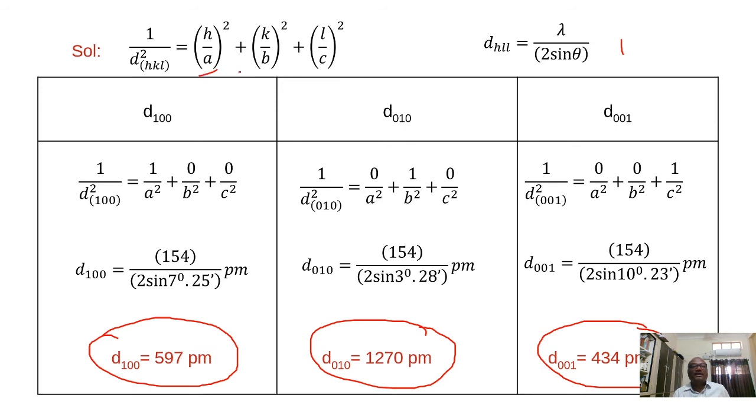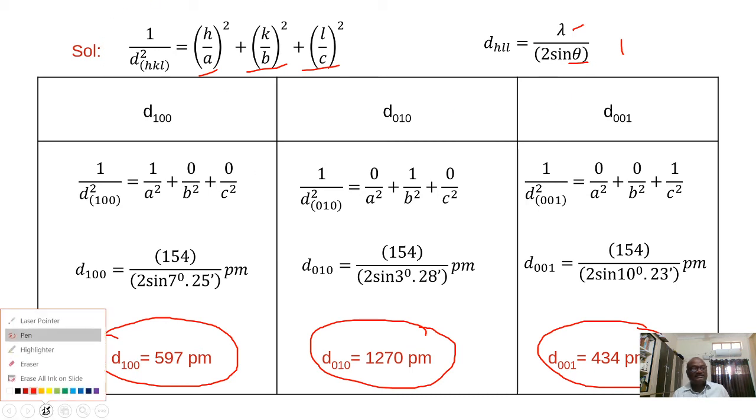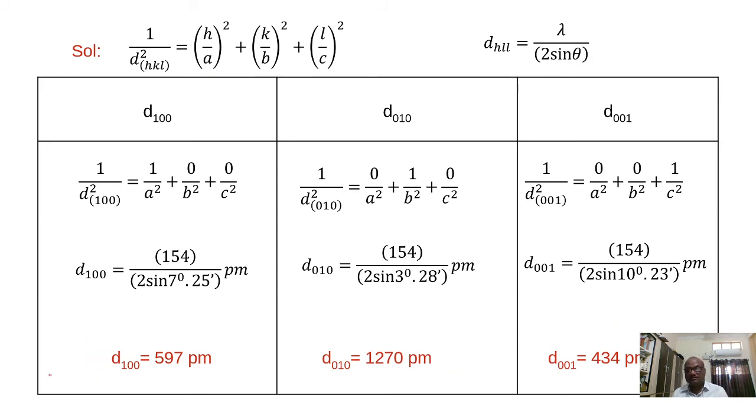If you know the value of A, B, C and angle of incidence theta and lambda, you can calculate HKL also. Next, if HKL values are given, lambda and theta are provided, you can calculate ABC also. If HKL values, ABC and lambda are provided, you can calculate theta also. Different types of problems can be solved in this case. It's clear how to solve A, B, C.